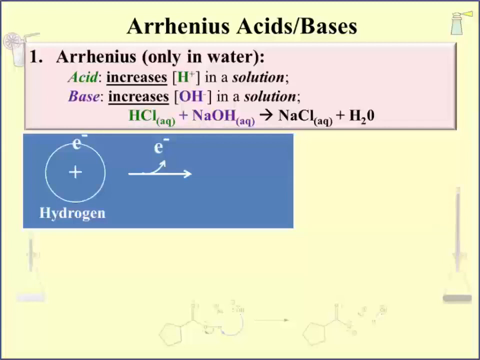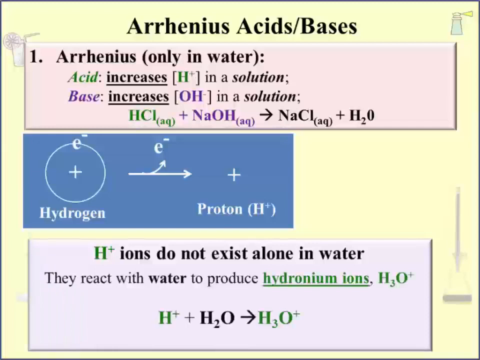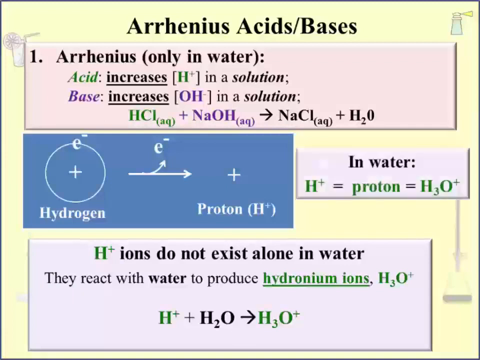If the electron were somehow removed, all that would remain would be a single proton. A hydrogen ion is a proton. However, hydrogen ions, protons, do not exist alone in water. They react with the water molecule to produce hydronium ions, H3O+. In water, a hydrogen ion is a proton and is a hydronium ion. In water, they all represent the same thing, and for the most part are interchangeable. Hydronium ion, though, is the more accurate description.